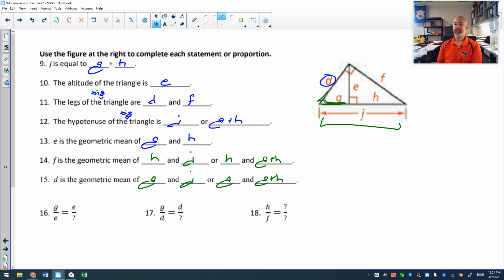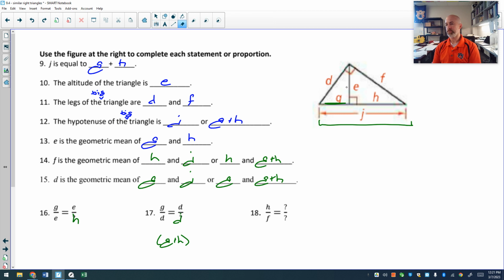And then 16, 17, and 18, we'll finish setting these up. G over E. And so we're looking at E. E is right here. And E is the geometric mean of G and H, which means G over E is equal to E over H. Number 17, D, we're looking at this piece. And D is the geometric mean of the piece of the hypotenuse that touches the leg and the entire hypotenuse. So we have G over D is D over the entire hypotenuse J. Or if you really wanted to, you could say G plus H.